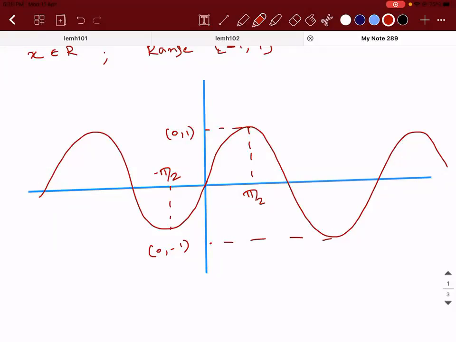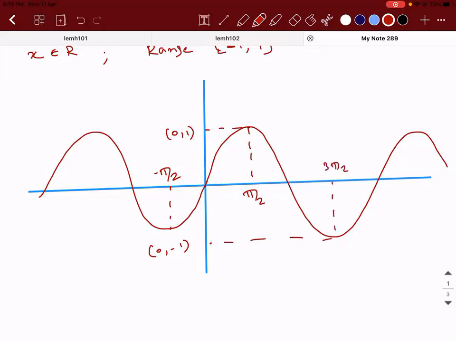So if you draw a horizontal line, and if that horizontal line is cutting the curve at more than one point, it is a many-to-one function. If not, it is a one-to-one function. Is this a one-to-one or many-to-one? It's a many-to-one because pi by 2 is giving you 1.